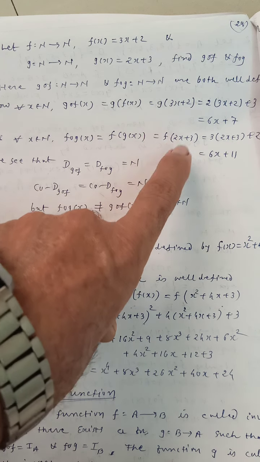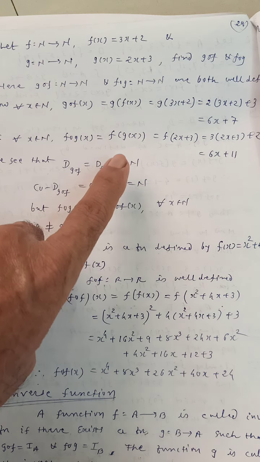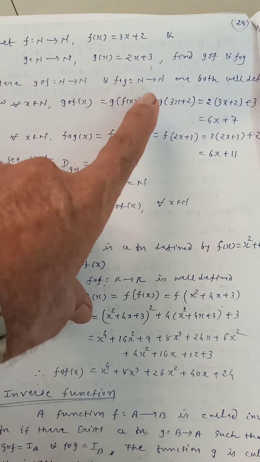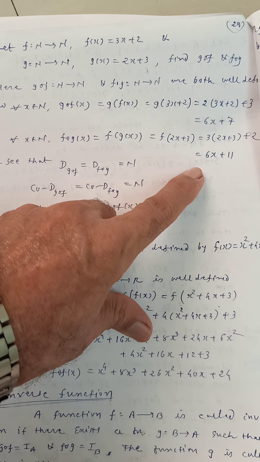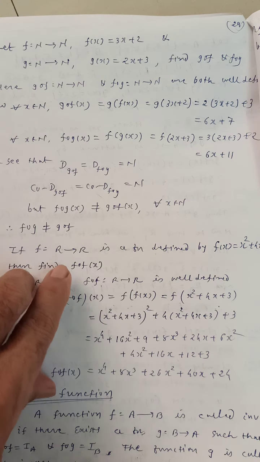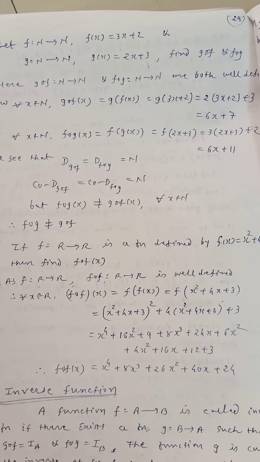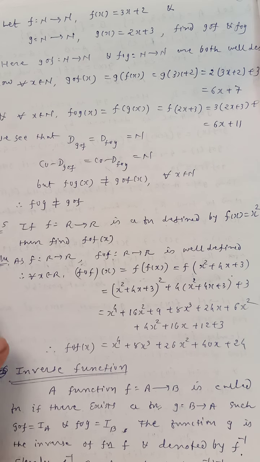So what you are observing here, both gof and fog have the same structure, N to N. It means both have the same domain and the same codomain. But looking at their rules, gof(x) we obtain 6x + 7, whereas fog(x) is 6x + 11. Are they equal? No, because the rules are not equal. And therefore fog is not equal to gof. So this type of sum is also there. So be careful, I say again, I repeat, composite functions do not satisfy the commutative law.